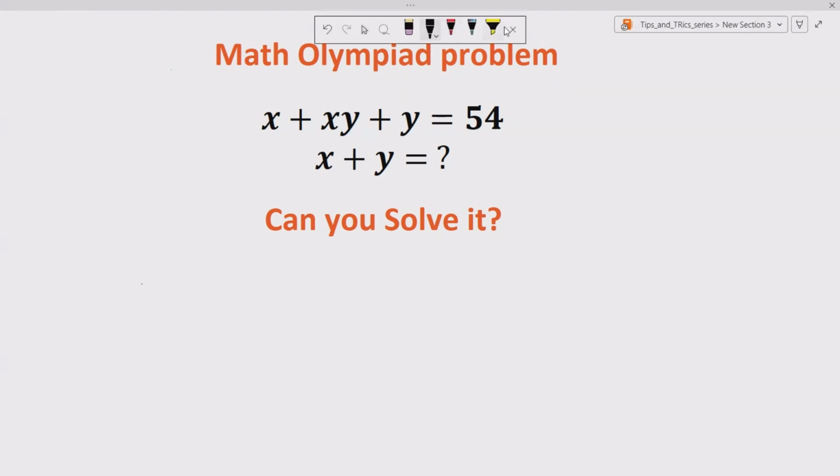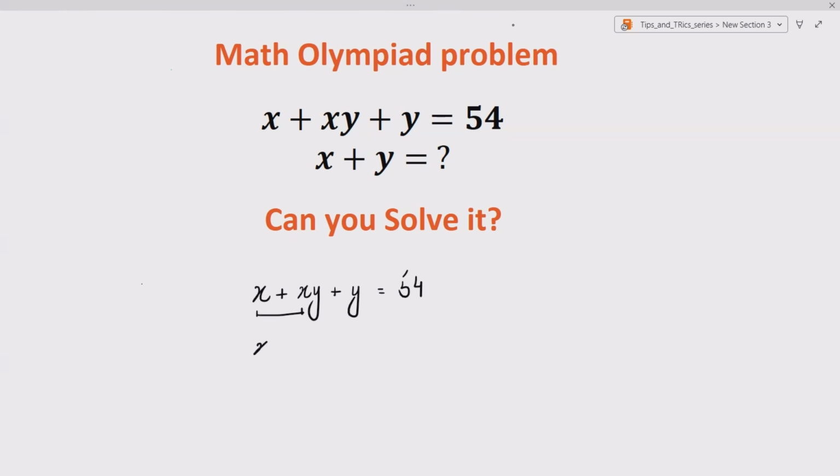Now let's see how we can solve this question. We are given that x plus xy plus y equals 54. One thing you notice is that in the first two terms on the left hand side, you can take x common. So we get x times (1 plus y) in the bracket, plus y as it is, equals 54.